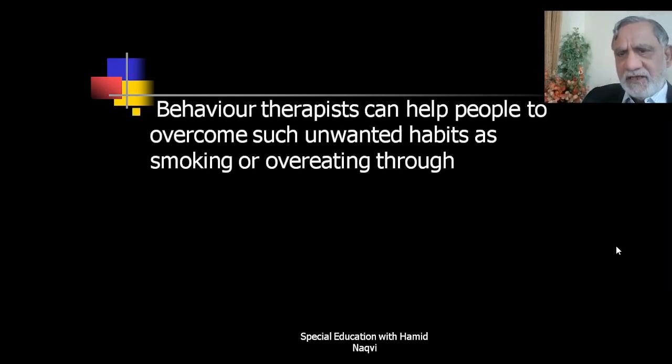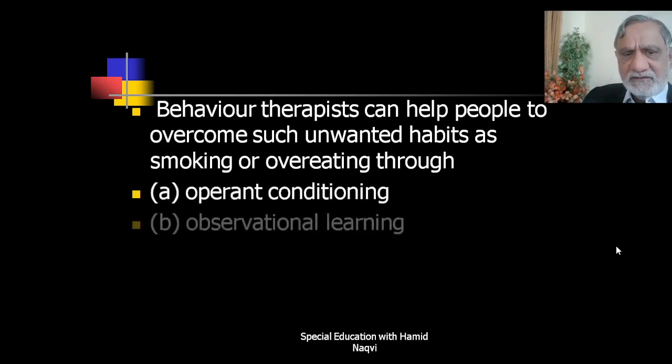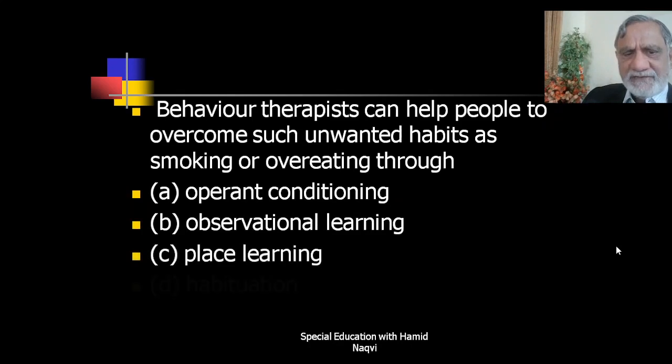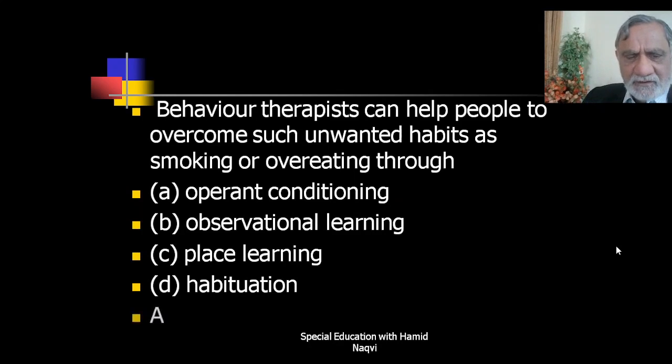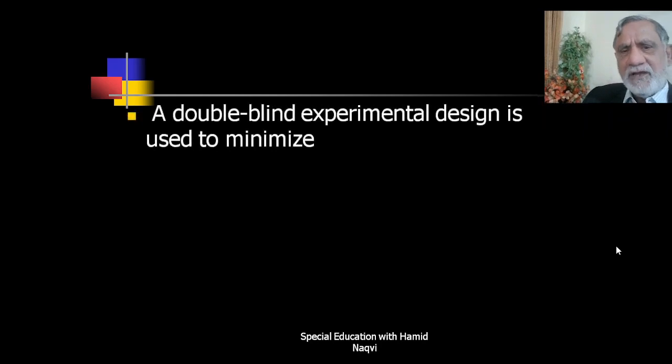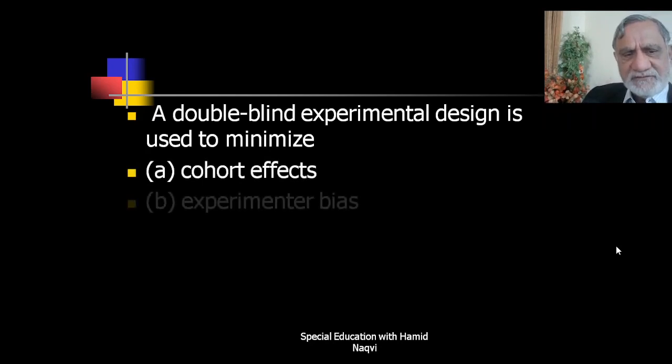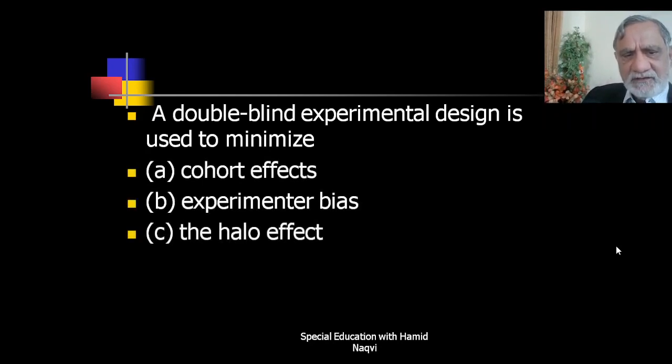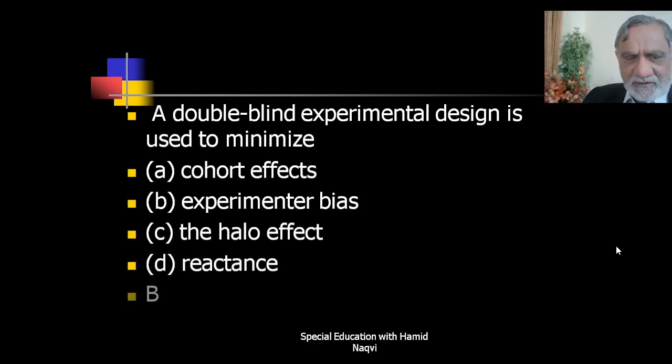Behavior therapists can help people to overcome such unwanted habits as smoking or overeating through operant conditioning, observational learning, place learning, or habituation? Correct one is A, that is operant conditioning. A double-blind experimental design is used to minimize cohort effects, experimenter bias, the halo effect, or reactance? Correct one is B, that is experimenter bias.